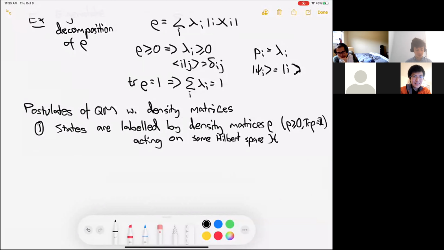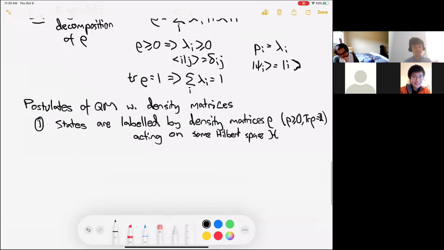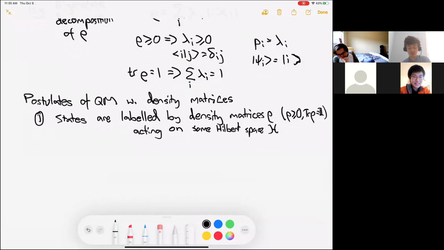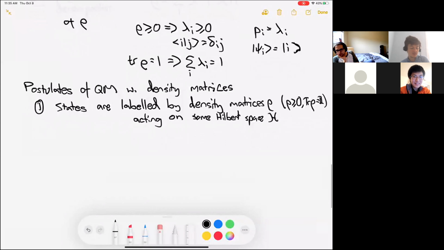Okay, so this is just generalizing what we mean by a state to allow these sort of classical ensembles. It's not changing the rules, but it's a nicer definition to work with in some ways.